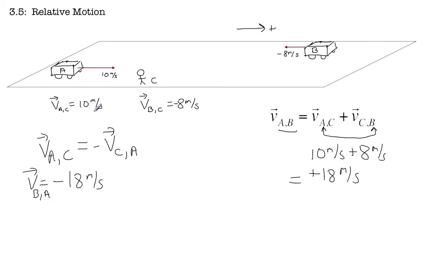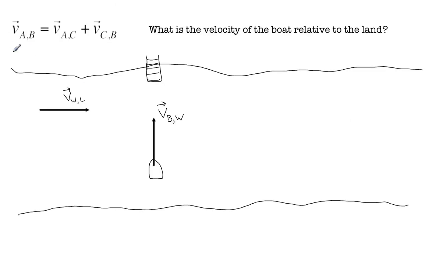And this whole process also works in 3 dimensions. And one way that you could try to visualize that is answering the question, what is the velocity of this boat relative to the land? Now, the story goes something like this. There's a river current that can be represented with this velocity vector, and I've called this the velocity of the water with respect to the land.